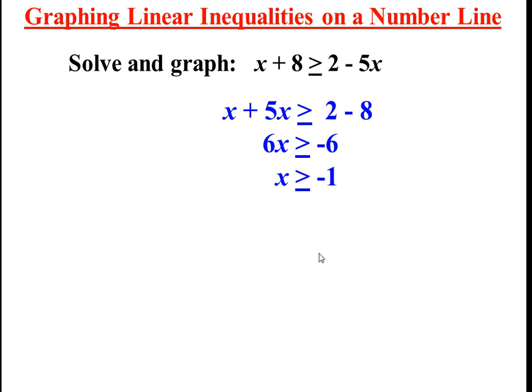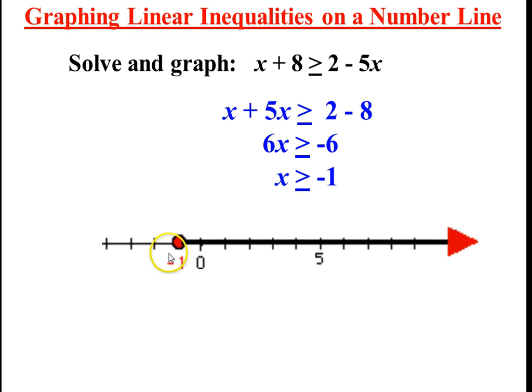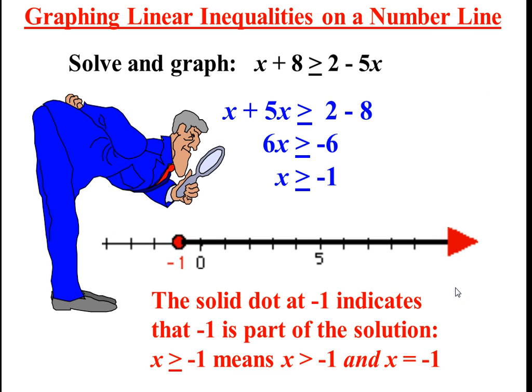So nowhere in solving this inequality did I multiply or divide by a negative, so I did not have to reverse my sign to make sure the inequality stayed true. Now how do I graph x is greater than or equal to negative 1 on a number line? Well, you find negative 1, you put a closed dot on negative 1 because negative 1 is part of the solution. Negative 1 is greater than or equal to negative 1, and then all the numbers greater than negative 1, so you make a solid line and an arrow to the right. So the solid dot indicates negative 1 is part of the solution. So x greater than or equal to negative 1 means x is greater than negative 1, and it also means x equals negative 1. And that is what the solid dot represents.